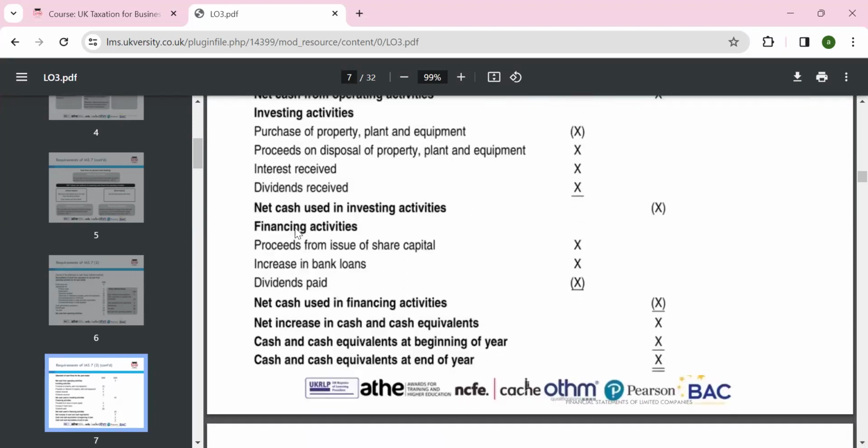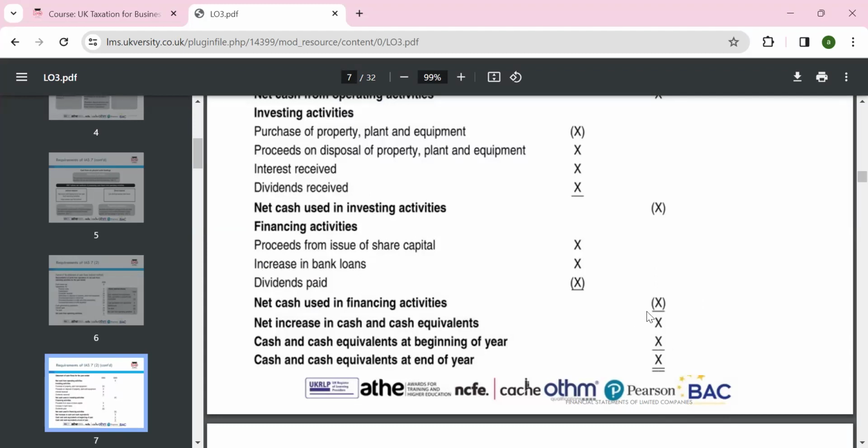You have financing activities: proceeds if you issue new shares, cash is positive. Increase in the bank loan, positive. Received dividend is income, paid dividend is expense. You only pay dividend when you raise money through equity finance. So net cash used in financing activities, and then we can say financing, investing, and operating. What net effect you have, increase or decrease in the cash flow.